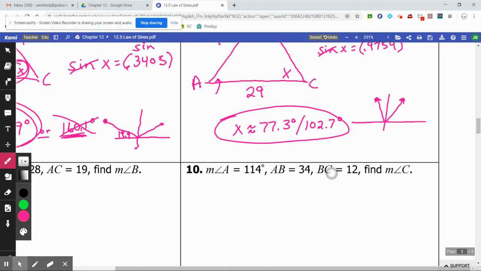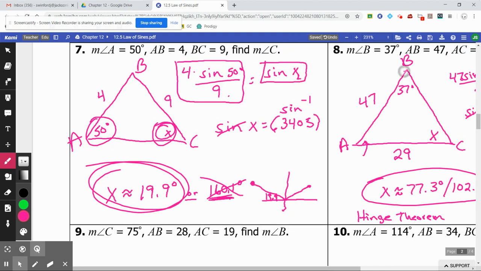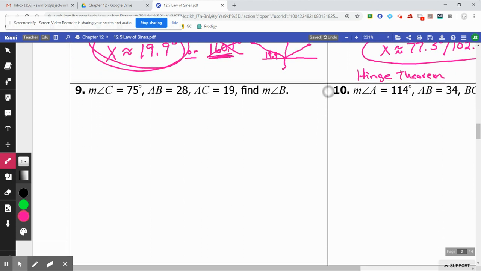And if you ever want to see a video of why this could be true, you can look up the hinge theorem, and it'll show you that you could actually attach this and swing it in, and that's the reason why there's two possible answers. You might have an acute or an obtuse triangle here, and you could see why this is a true statement. Number 9.